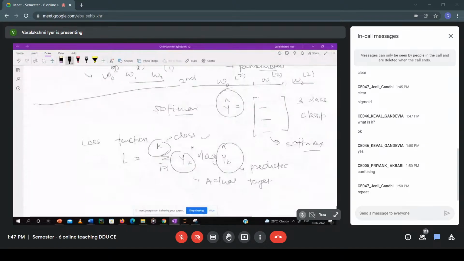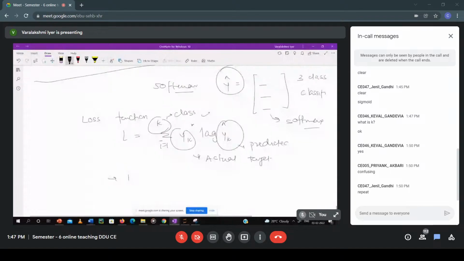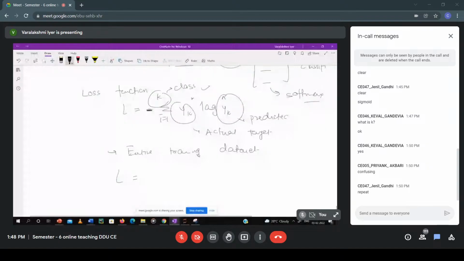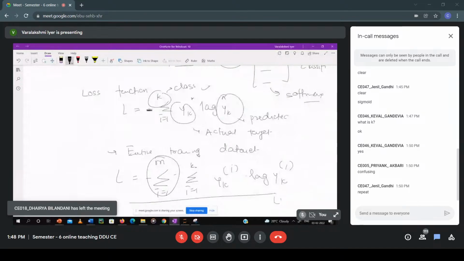Now suppose for the entire training data set, also I forgot to mention the minus. For the entire training data set, your loss function will be a summation over all the training samples. So it will be minus 1 upon sigma i equals 1 to m, sigma k equals 1 to K, yk of i, log of yk hat of i. Okay, this will be your loss function. This is your generalized loss function in the case of softmax regression.